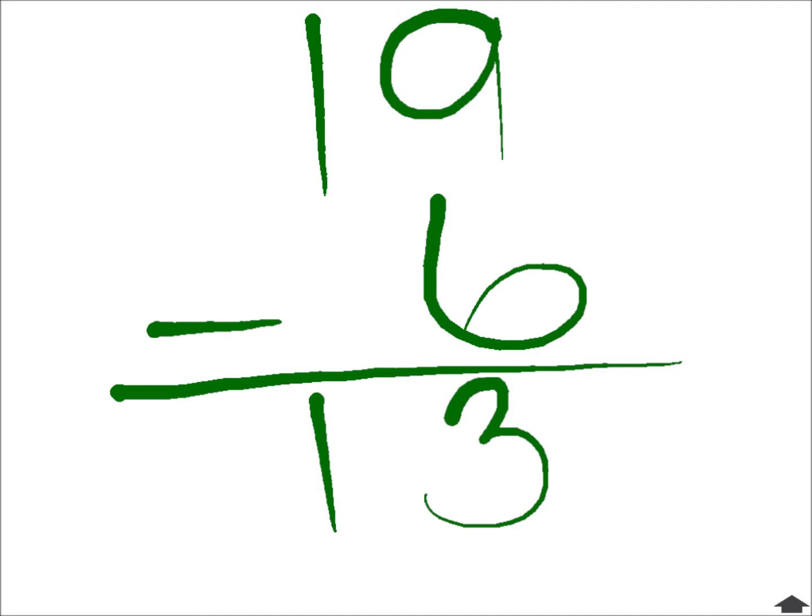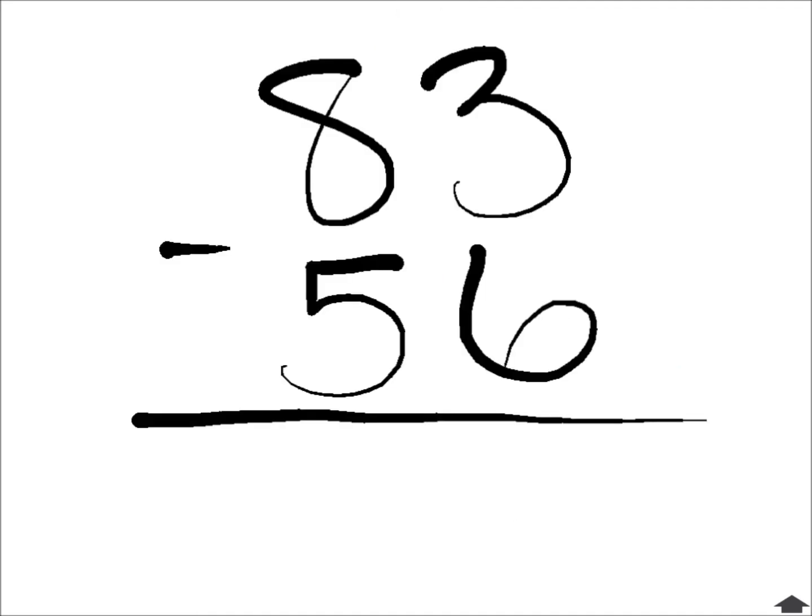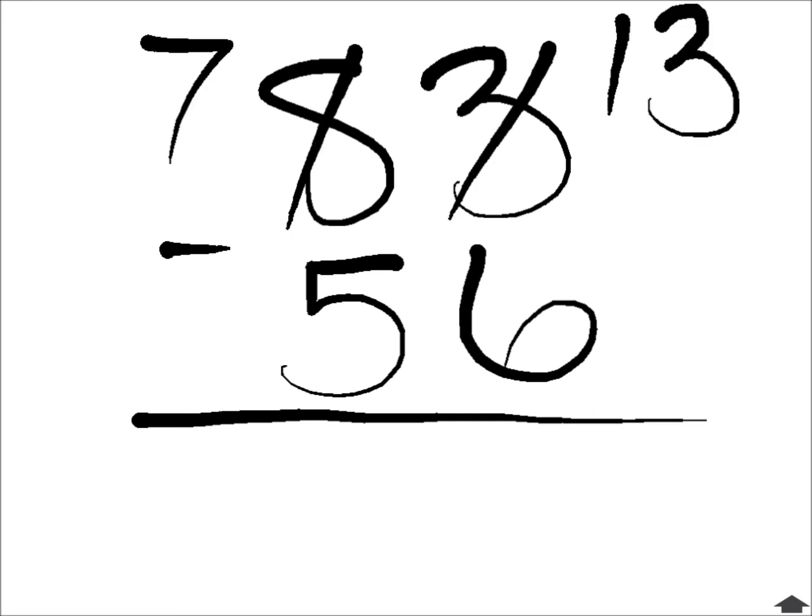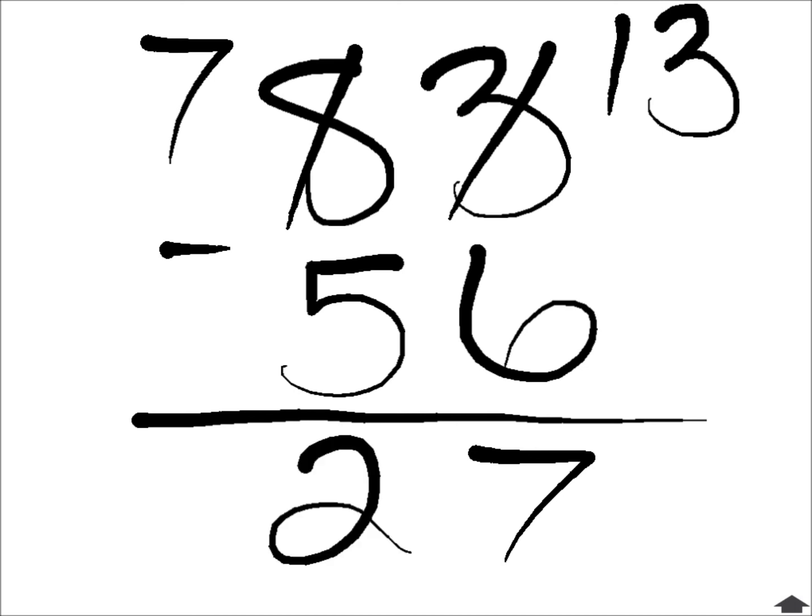Now we will go on to a double digit take away a double digit, 83 minus 56. This is where subtraction could get a little bit more confusing for kids. In order to do this type of subtraction problem, you will have to borrow from the 8, making that a 7, and bring that 10 over to the 3, making the 3 a 13. Now you can solve the problem. 6 taken away from the 13 equals 7, and then you will take 5 from the 7, which would equal 27.